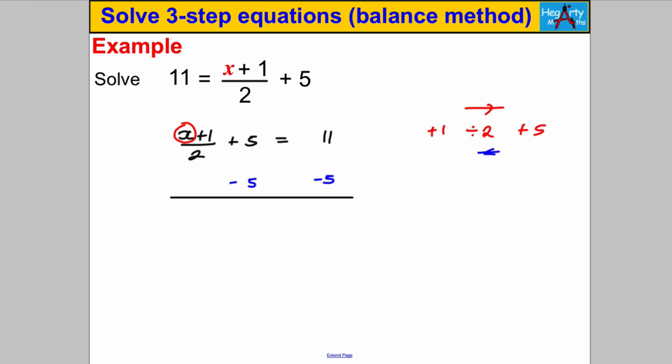What am I going to be left with? Well, on the right hand side I'm going to be left with 11 subtract 5, which is 6, and on the left hand side I'm just going to be left with x add 1 over 2. Now I'm going to undo that divide by 2 by multiplying both sides of the equation by 2, which cancels that 2 there, and I'm simply left with x add 1 is equal to 6 multiplied by 2 is 12, and the last thing, I'm going to subtract 1 off both sides, and I'm going to get myself x is equal to 11.